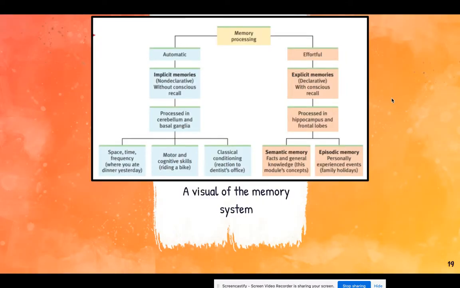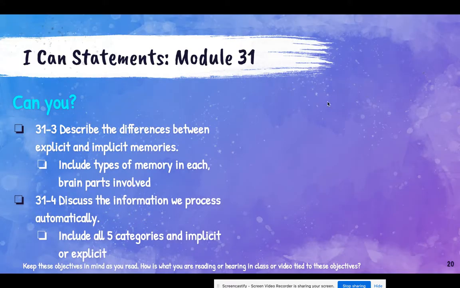So this is kind of a visual of the memory system then. If we look at the top, when memories are being processed on the left-hand side, you have things that happen automatically. And on the right-hand side, you have things that take effort. For our purposes, we're really done learning about anything that happens automatically. We're actually going to spend every video from here on out really focused on things that are effortful. So how things move through the process of sensory memory, short-term memory, and then eventually into long-term memory. So at this point, can you do these things?